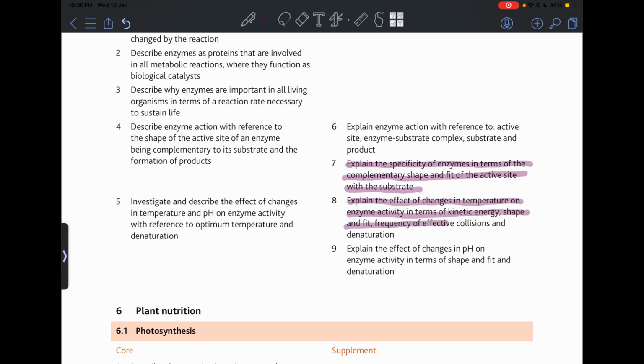Number 8 says explain the effect of changes in temperature on enzyme activity in terms of kinetic energy, shape and fit, frequency of effective collisions, and denaturation. So this means that if there is a change in temperature, there is a change in enzyme activity; it may slow down or it may increase. And also the frequency of effective collisions, which means that if there's high kinetic energy, then there is higher enzyme activity. And denaturation, of course, will make the enzyme not work at all.